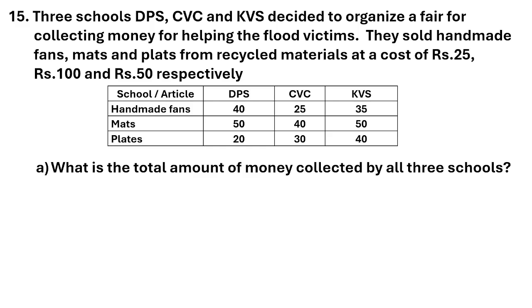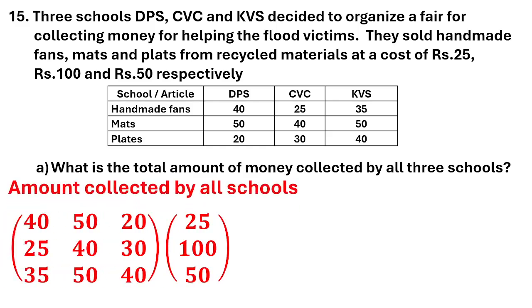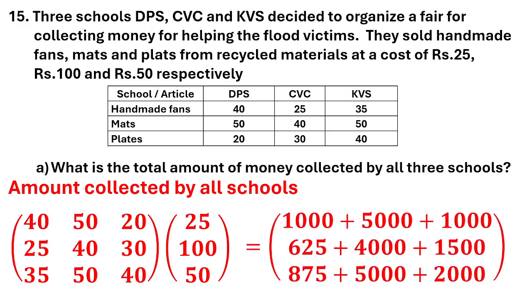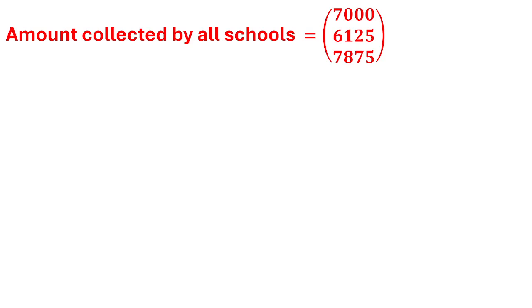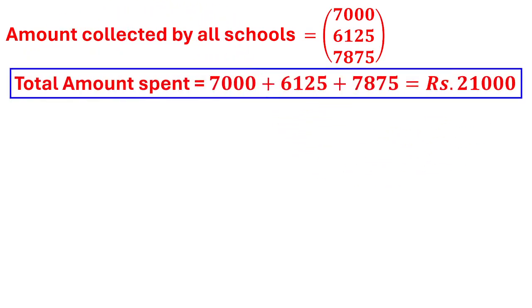Well, now case study question, very, very simple. Now here they want you to use the matrix to find the total amount collected. All of you know it's a very simple one. The amount collected is, first matrix is for first row 40, 50, 20 is for DPS. Second row is for CVC. Third row is for KVS. And these 25, 150 are the handmade, the amount they told, the cost of it. But when you multiply them by normal multiplication, you will get the amount, and this is the total amount.